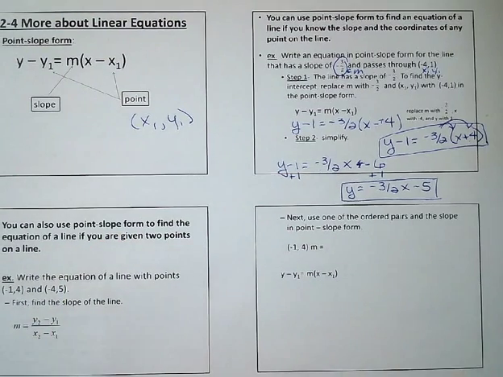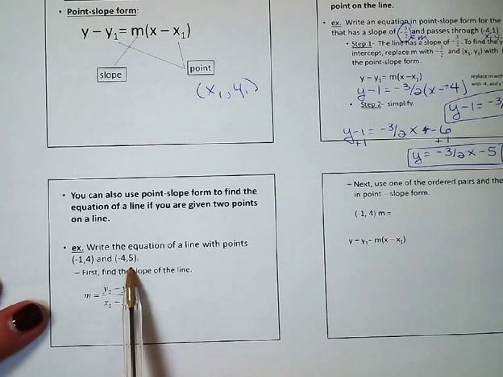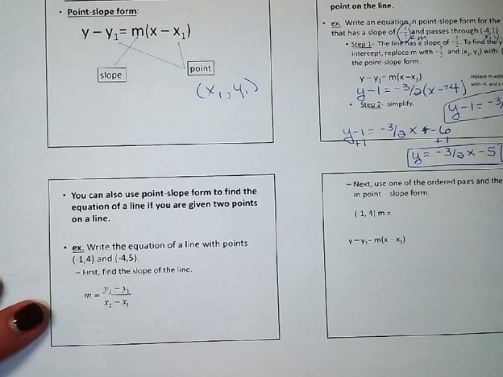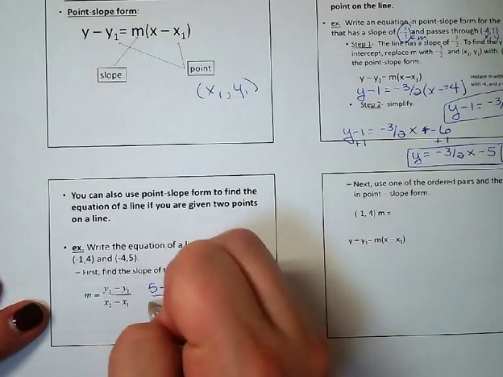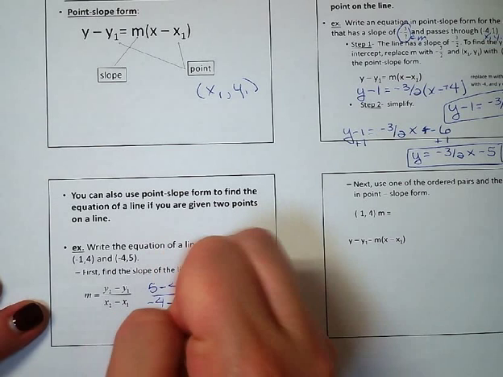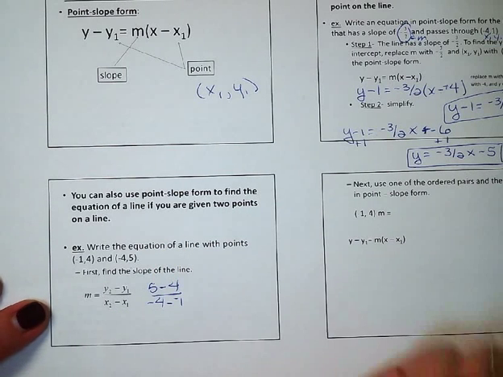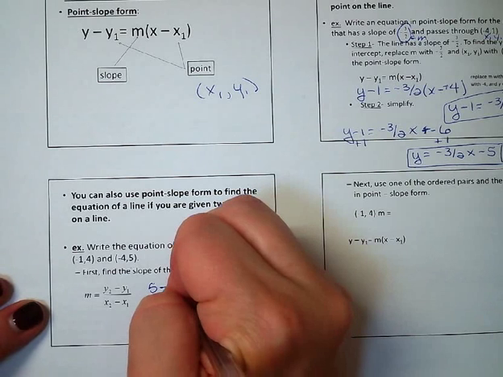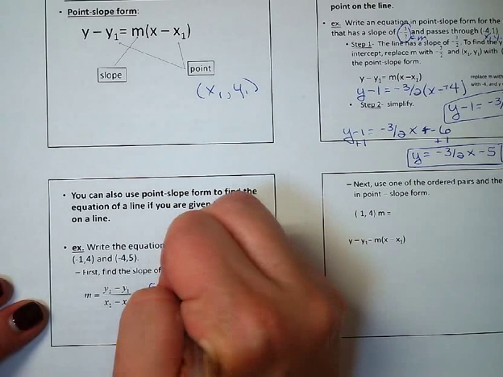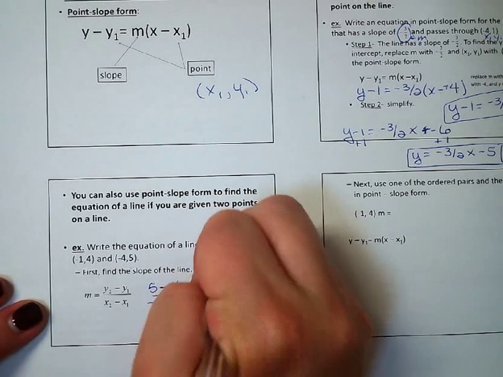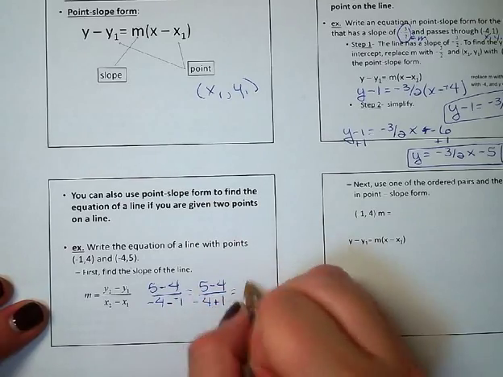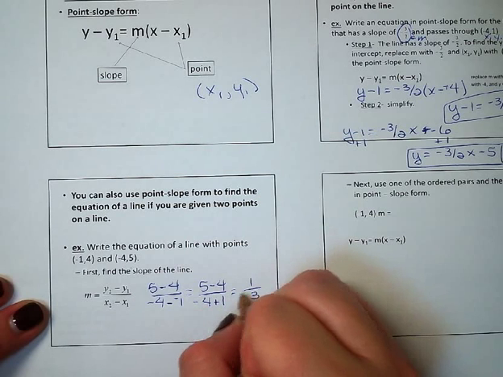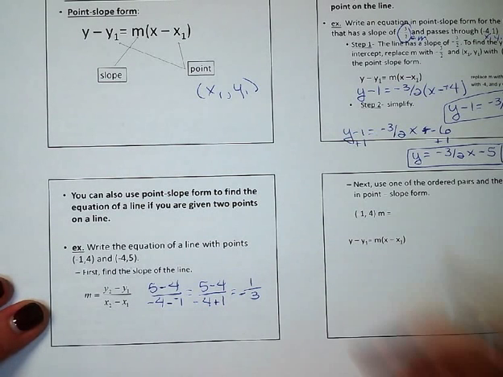You can also start with 2 points. To do that, you plug those points into the slope formula, change in y all over the change in x. So 5 minus 4 all over negative 4 minus negative 1. Minus negative is plus a positive, so that's the same as negative 4 plus 1. What you end up with is 1 over 3 negative. And that's going to be your m.